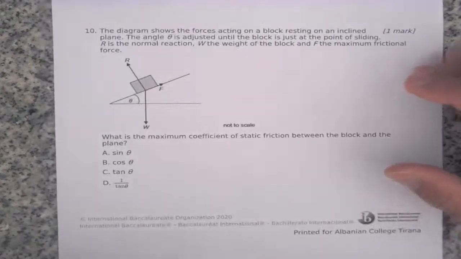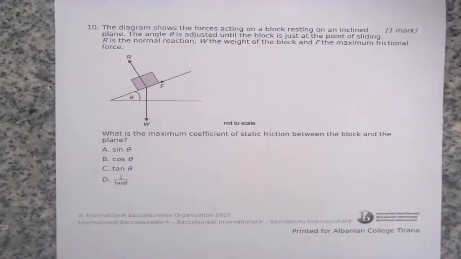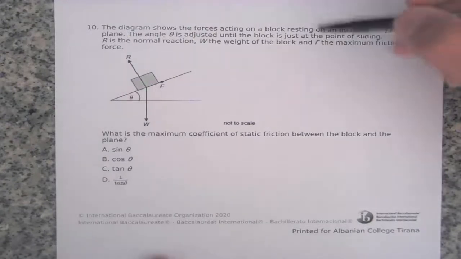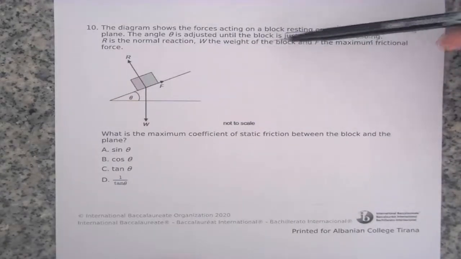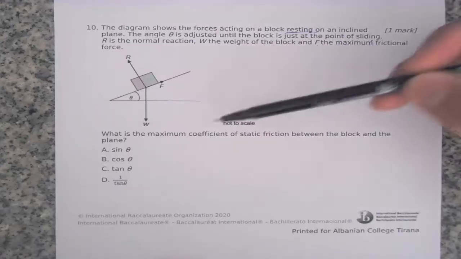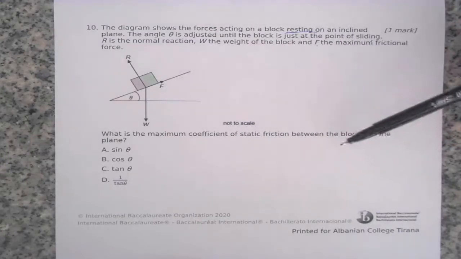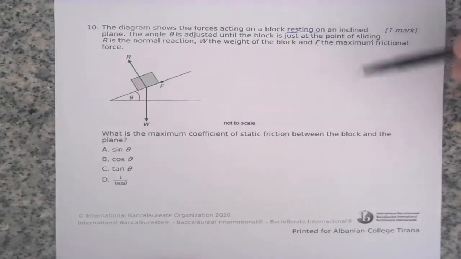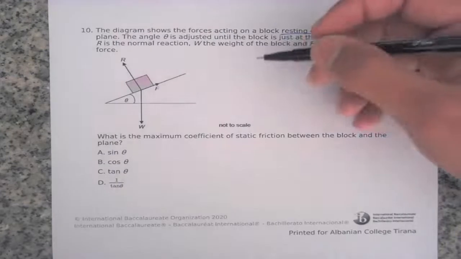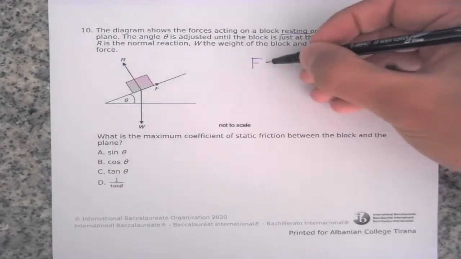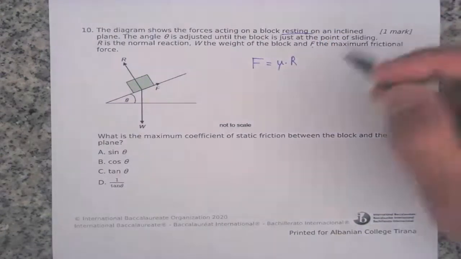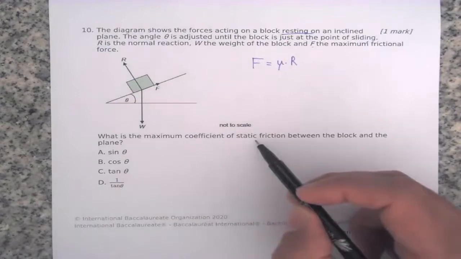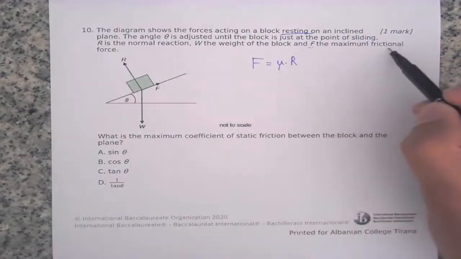And now the last one, we have a diagram that shows the forces acting on a block resting on an inclined plane. The angle theta is adjusted until the block is just at the point of sliding. R is the normal reaction, W the weight, and F the maximum frictional force. What is the maximum coefficient of static friction between the block and the plane? So here we need to work with, of course, the friction formula: the coefficient of friction times the normal to the surface force. We talk about the maximum coefficient of static friction, so just before sliding, so we have the maximum frictional force.